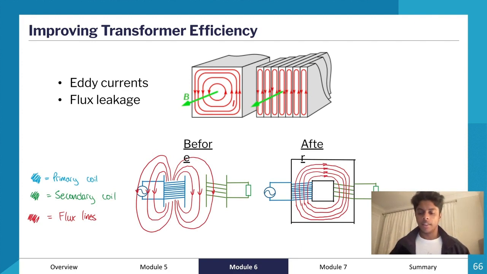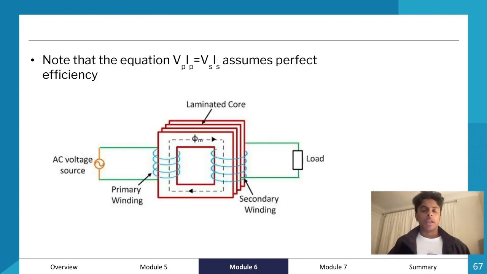So yeah, that's that. Note that the equation VpIp equals VsIs assumes perfect efficiency. If you don't have perfect efficiency, say you have 90% efficiency, then VpIp, the power in the primary coil, will be equal to 0.9 times the power in the secondary coil.